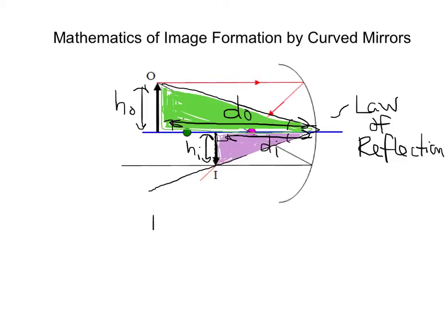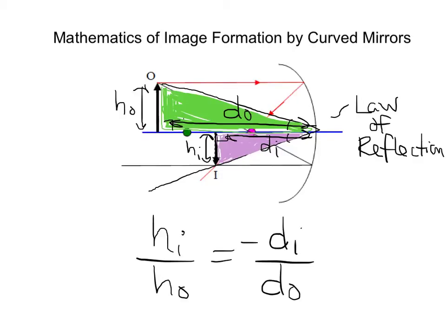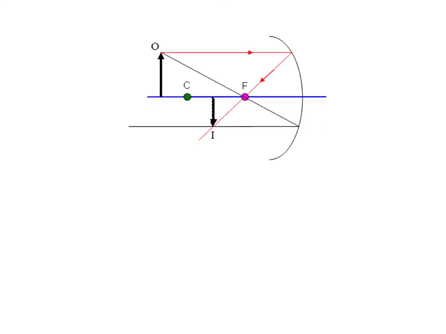So we can come up with our first equation, saying the image height divided by the object height equals negative the image distance divided by the object distance. Or, as I like to say, hi over ho equals negative di over do.